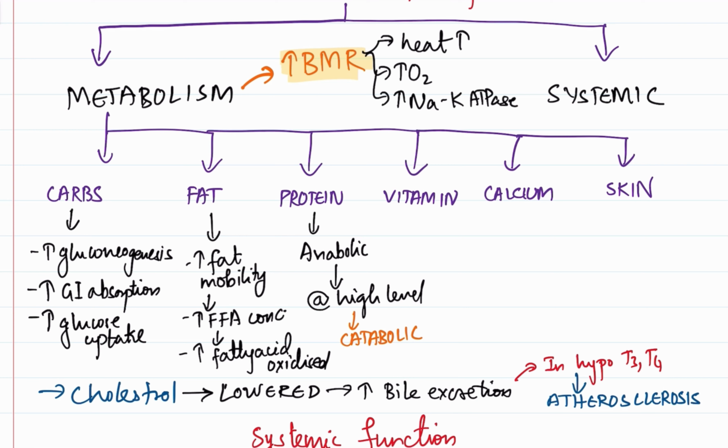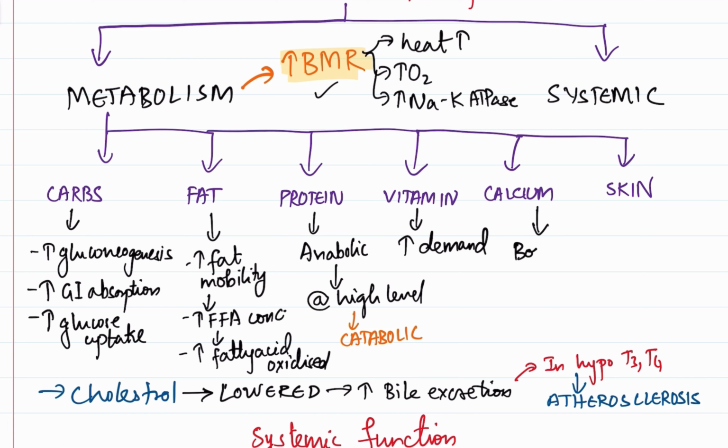What about vitamins? We said that the basal metabolic rate is increased, right? Which means that the enzymatic activity of the cells is increased. When the enzymatic activity is increased, there is going to be an increased demand of coenzymes, which is the main function of vitamins. Vitamins are mostly coenzymes. So there is an increased demand of vitamins in hyperthyroid patients, or when the thyroid activity increases, the demand for vitamins is increased.